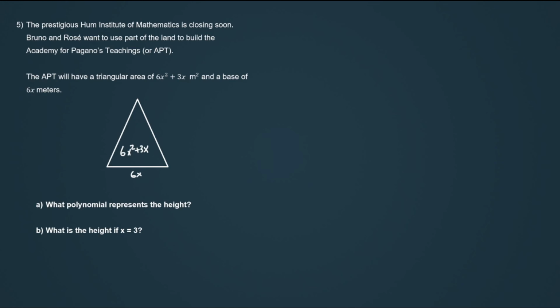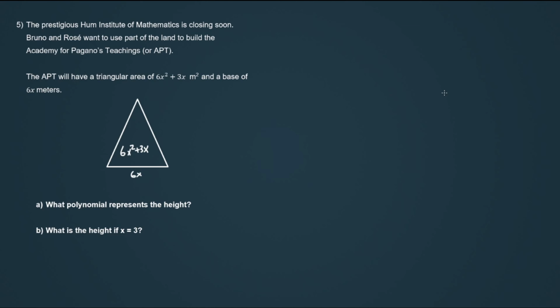All right, last question. The prestigious Hum Institute of Mathematics is closing soon. Bruno and Rosé want to use part of the land to build the Academy for Pagano's teachings, or APT. The APT will have a triangular area of 6x squared plus 3x meters squared and a base of 6x meters. So the question is asking what polynomial represents the height, and what is the height if x equals 3?